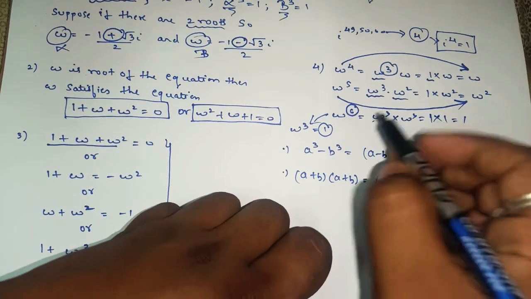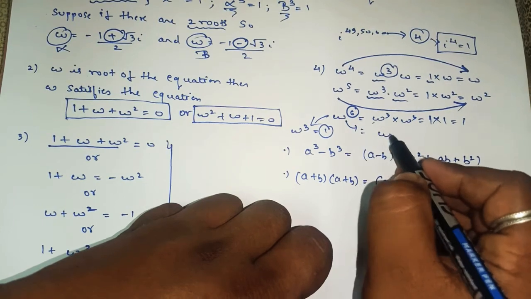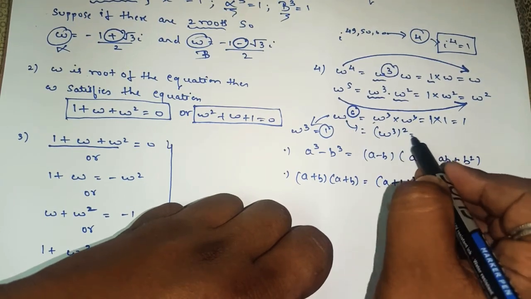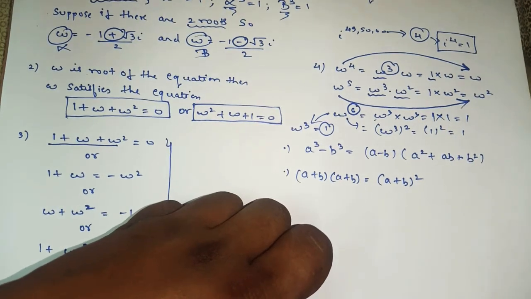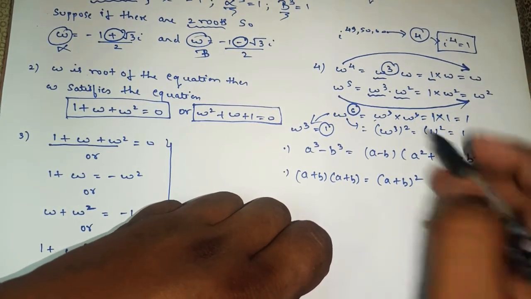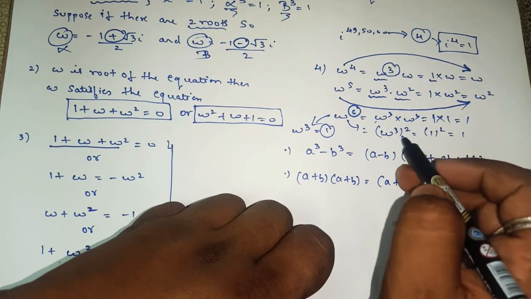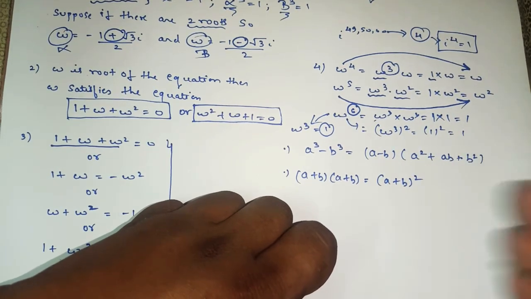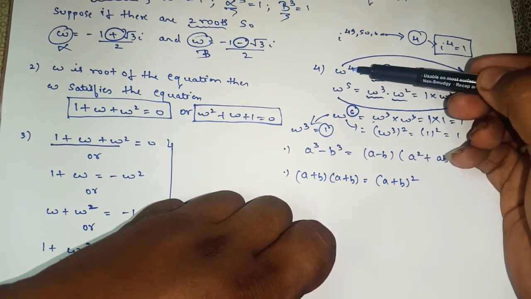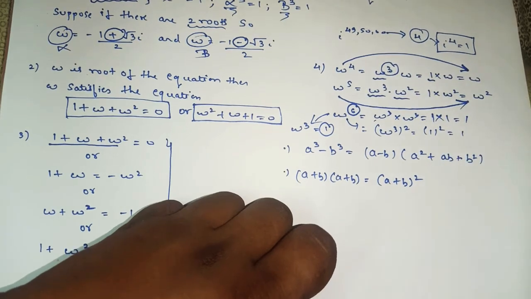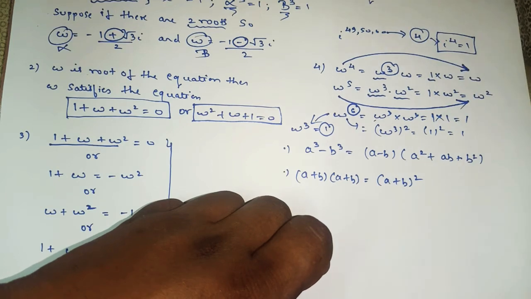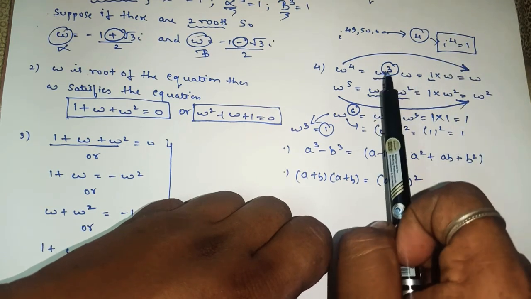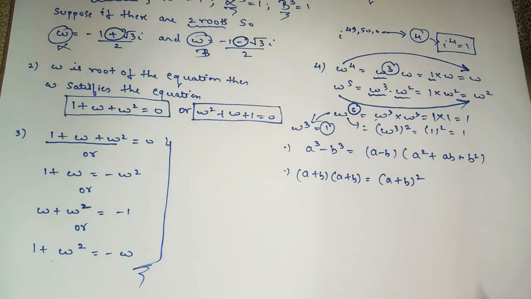Understood? Or else this can be written as w cube the whole square, yes or no? 3 twos are 6, so 1 square, and 1 square is 1. However you break, like this or like this, you will still get the same answer. But in the third exercise you have to break the power with respect to 3. As in the first and second exercise we used to break the power with respect to 4, but in the third exercise you have to break the power with respect to 3. So I hope you all understood point number 4 also.